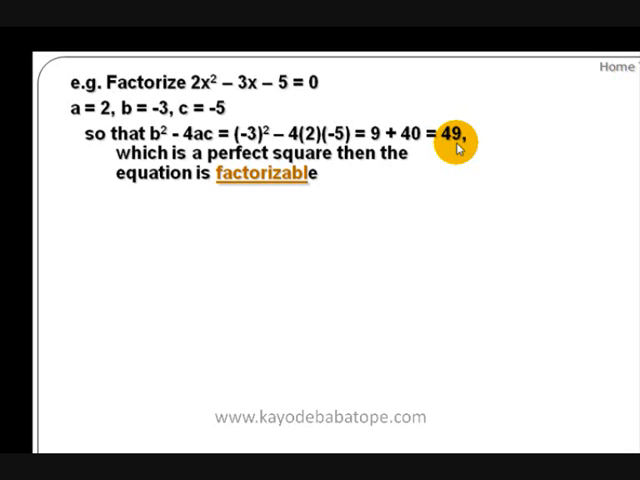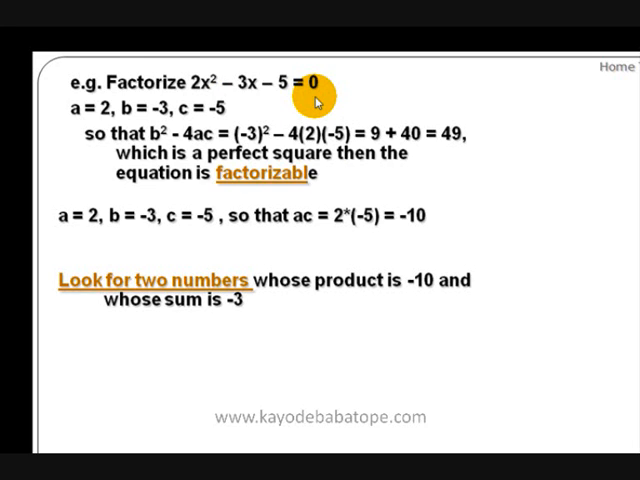Okay? And 49 is a perfect square because the square root of 49 is 7. It's an integer without a decimal part. So now, we have confirmed that this expression can be solved using the factorization method. We can now go ahead to do the factorization.